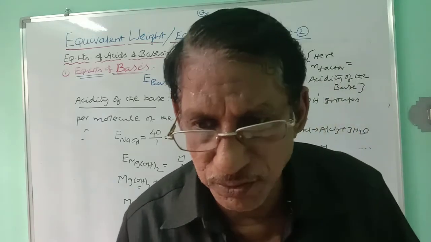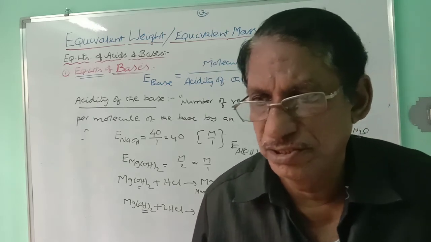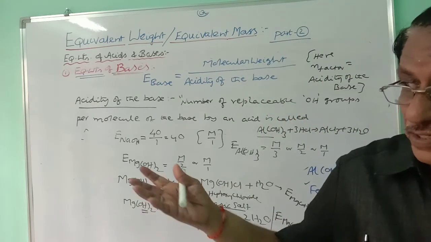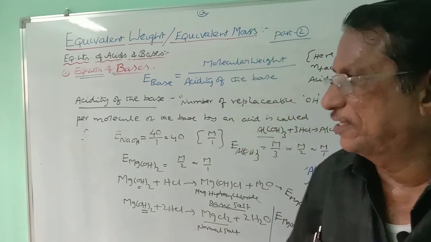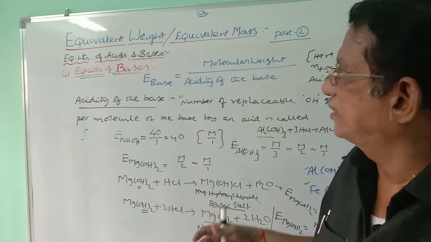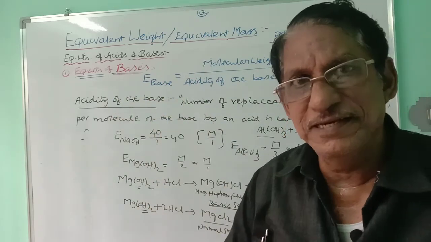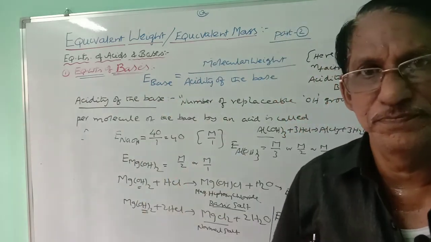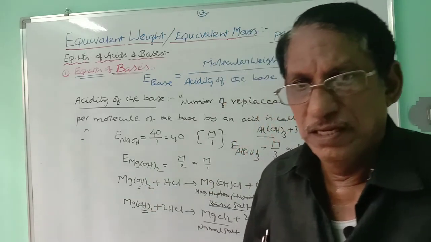So in this way, we can ascertain the equivalent weights for acids and bases, which are nothing but a part of neutralization reactions. Next, in the next class, we have to consider the equivalent weights of oxidizing agents and reducing agents. That is also very peculiar, more important.